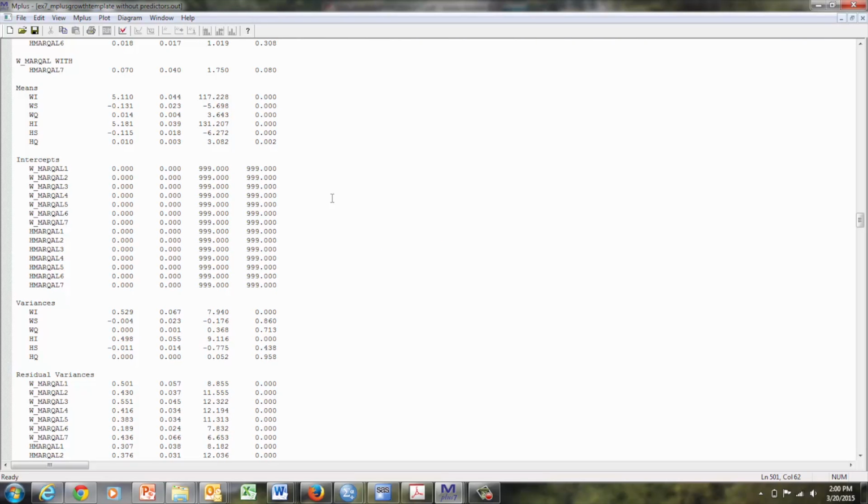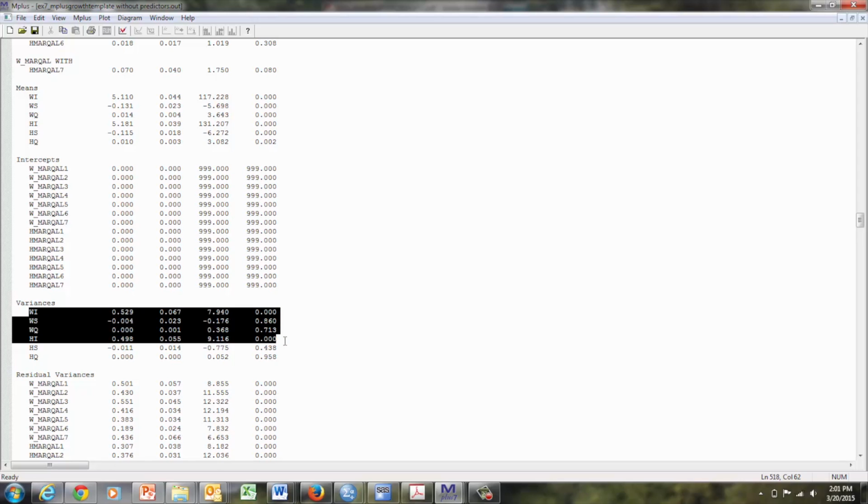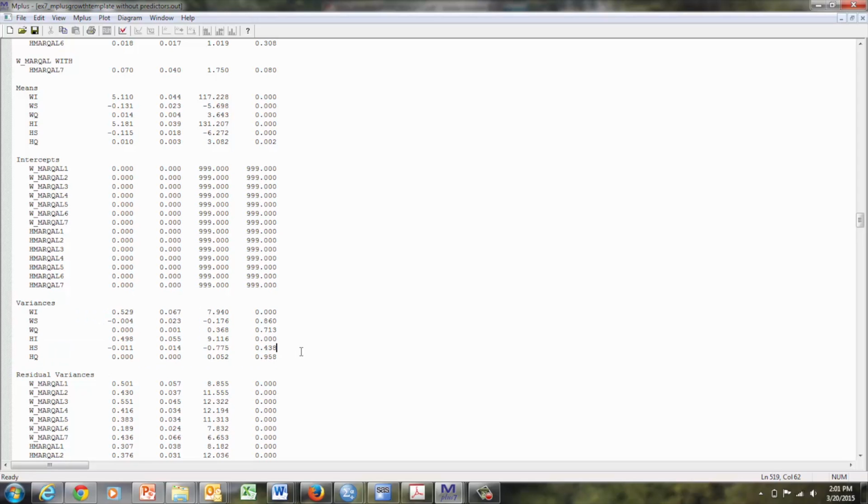When we go down to the variance components, we have a significant variance in the intercept for husbands and wives, but no significant variance in the slope or quadratic slope. A lot of times when there's variance in slopes, when you add a quadratic term, it accounts for that variance, and so the slope variance is no longer significant. So those are the examples that I wanted to show you.